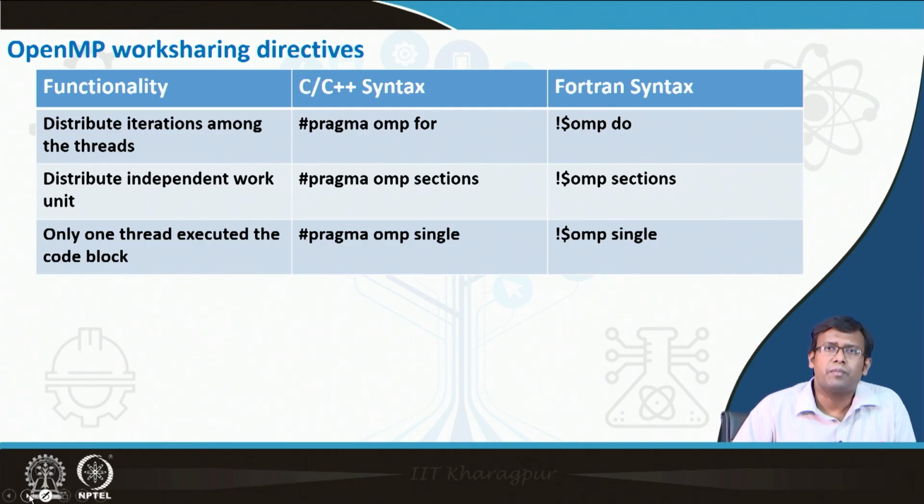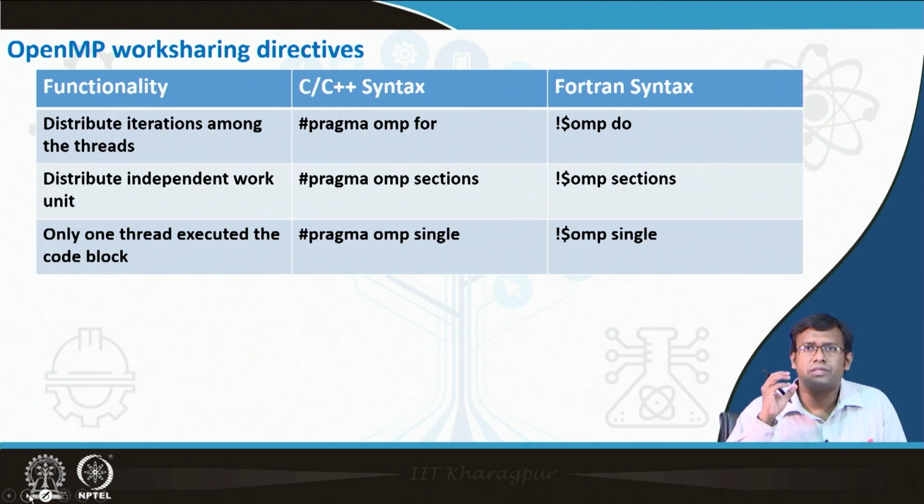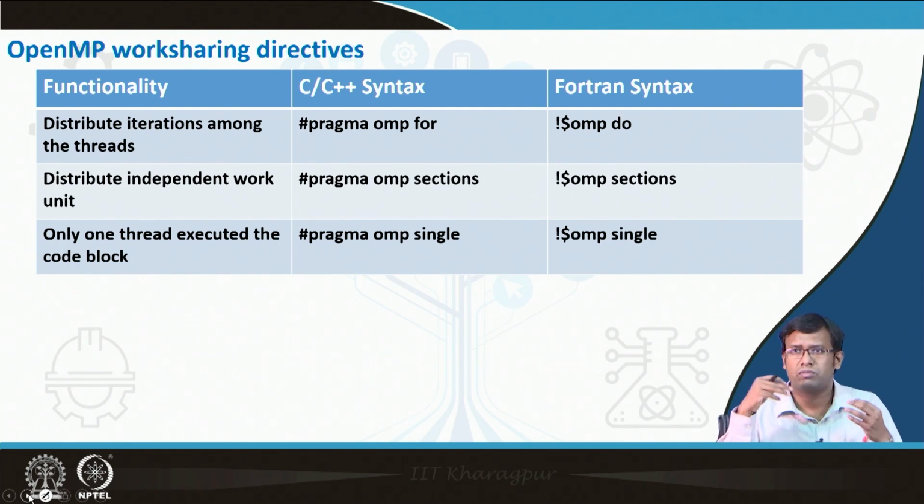One is pragma omp for, or in Fortran, $OMP DO. This will distribute the loop: if there is an iterative loop after this, the iterations will be distributed among the threads. But many times the jobs are not like a do loop or for loop. Think of a task dependency graph: there are different parts of the job which can run concurrently, but they are not parts of an iteration.